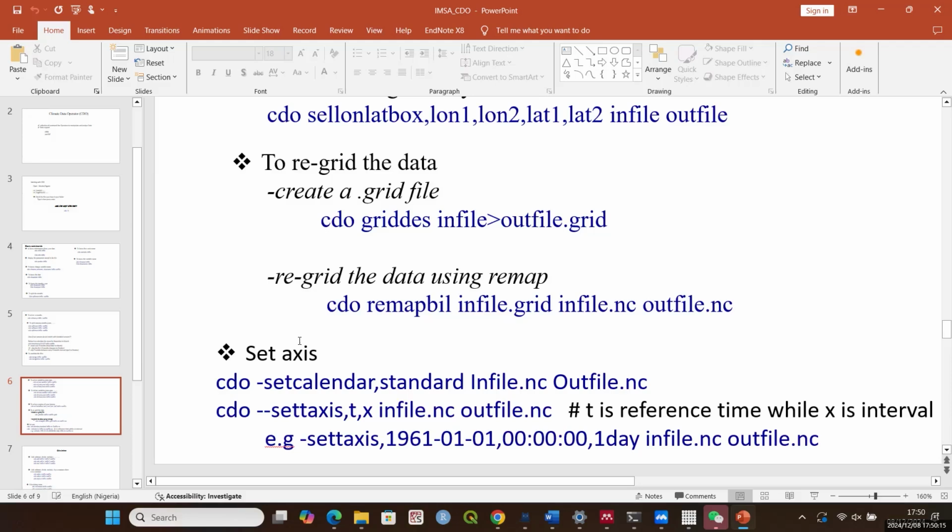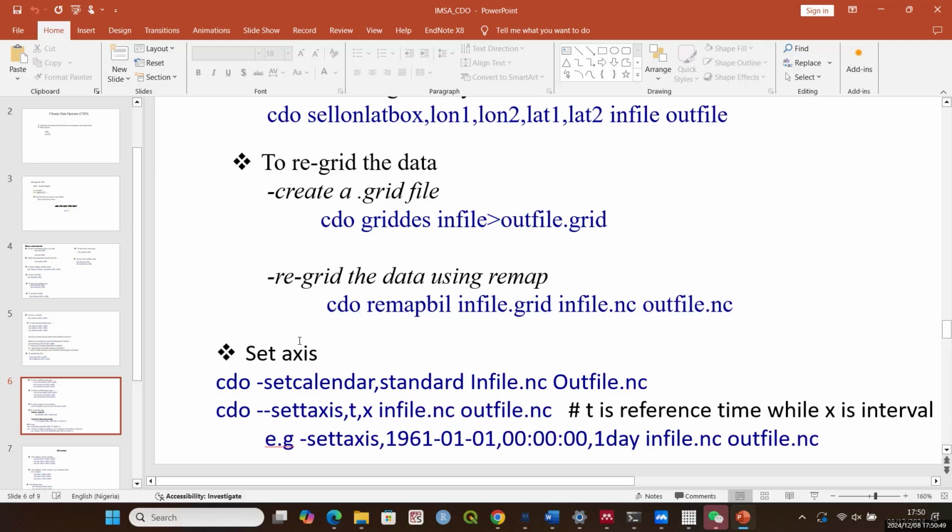Set T axis. So T is time axis. The T is just the starting point, and the X is the interval. Like maybe your data is daily. If you put set T axis 1991 01 like that, one day, it means your file will be skipping by 1 day in the time axis.